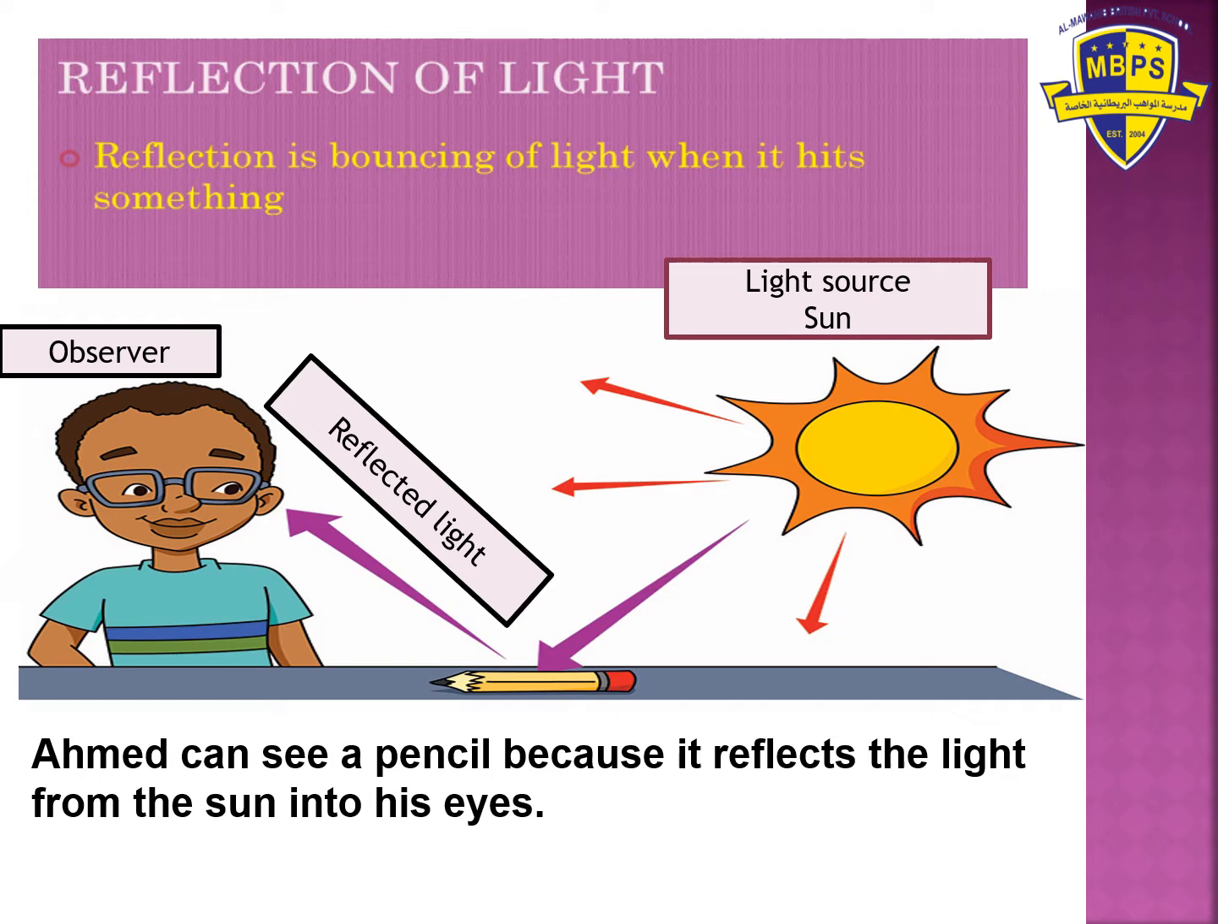You can see here the observer. The name of the observer here is Ahmed. And you can see the object, which is a pencil. And there is a light source also. What light source do you see here? Yes, that's the sun. And the sunlight is the main source here. So Ahmed can see a pencil because it reflects the light from which source? From the sun. And then he can see things with his eyes, which is the pencil. All right.